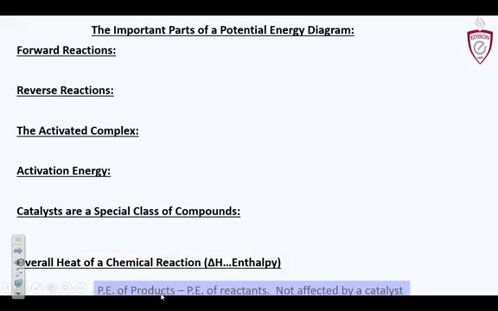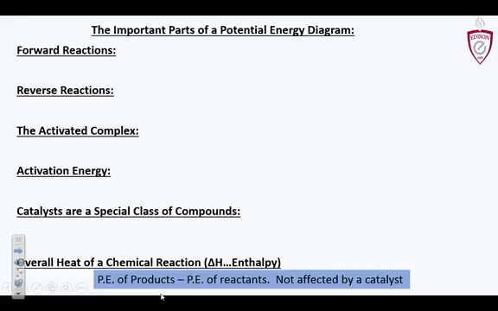Anyways, overall heat of the reaction. You got to know this equation because it's not given to you. Third time we've seen it. Potential energy of the products, so whatever's on the right side of the arrow, minus the potential energy of the reactants on the left side of the arrow. These are not overall affected by the catalyst because the catalyst only gets you from point A to point B through a shortcut. You're still going from point A to point B at their particular energy levels. Correct. But the catalyst makes it a shortcut, so you get there faster.